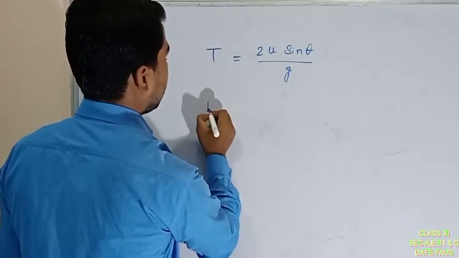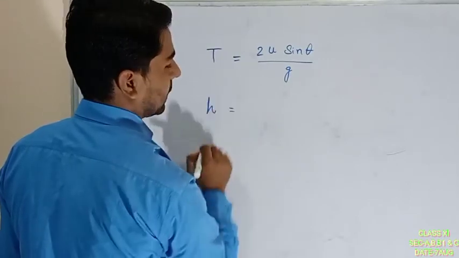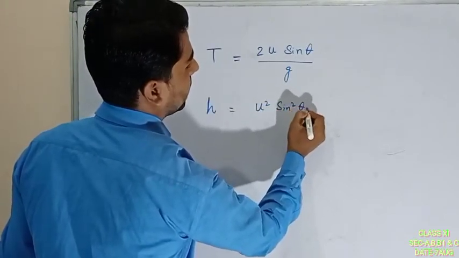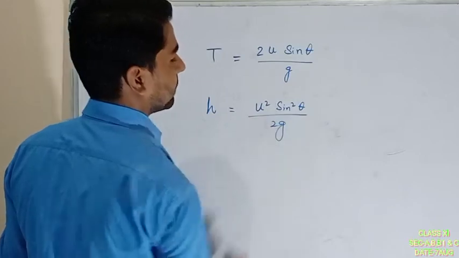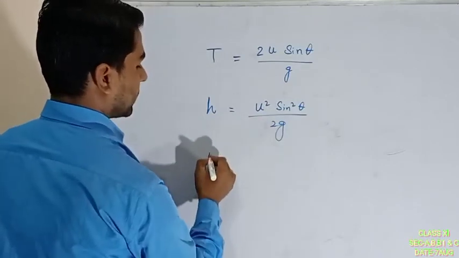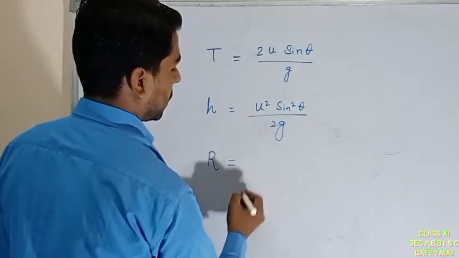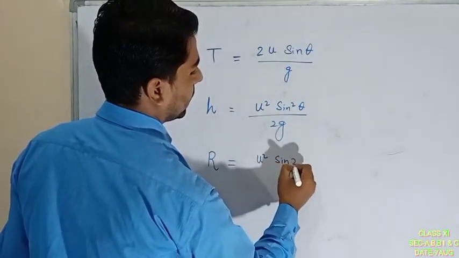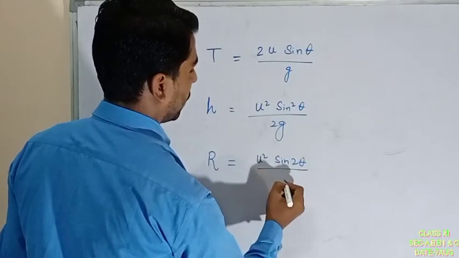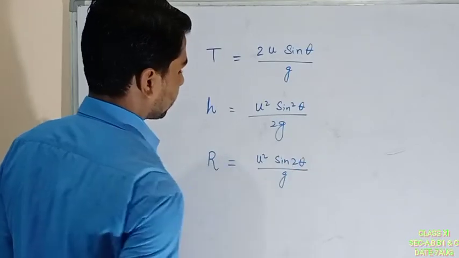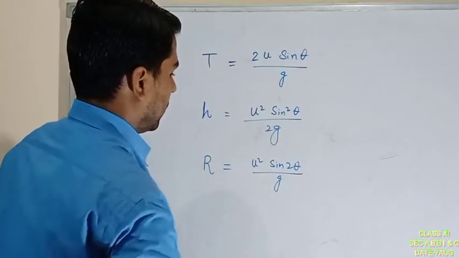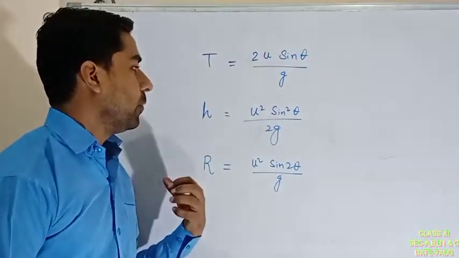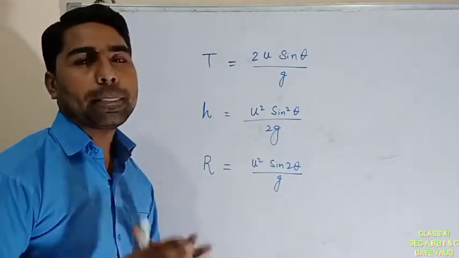Then the height of the projectile was u square sin square theta upon 2g. And the last, the range, was equal to u square sin 2 theta over g. So after these three equations, we have to discuss the next topic.